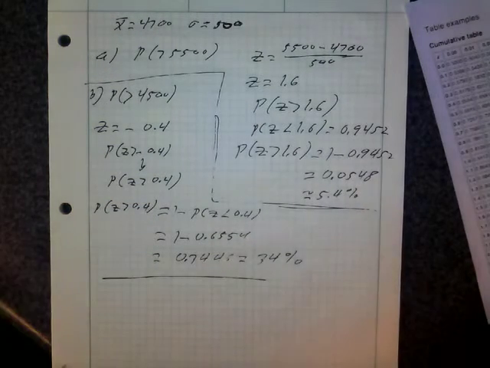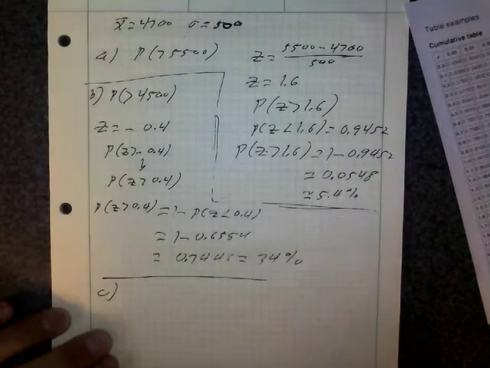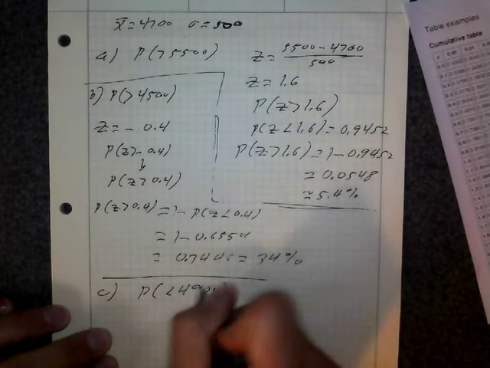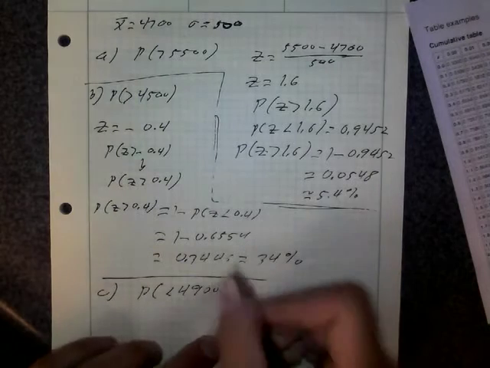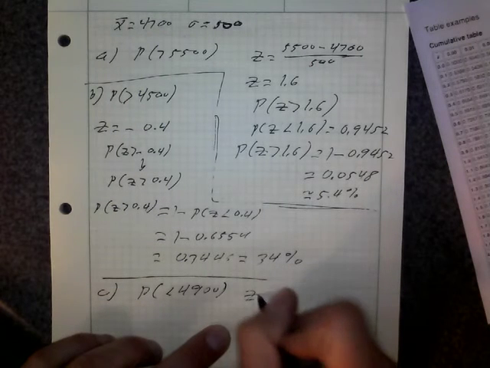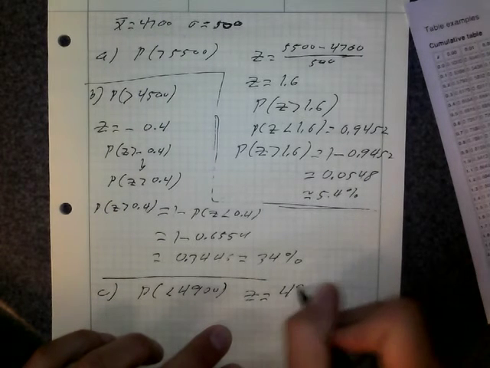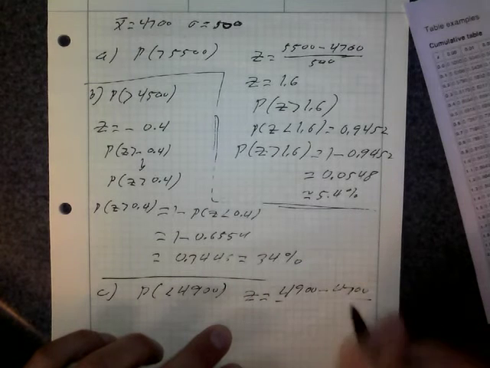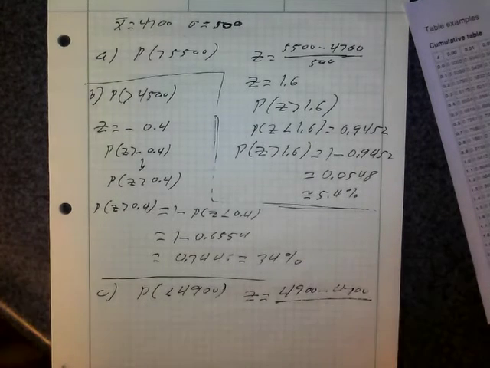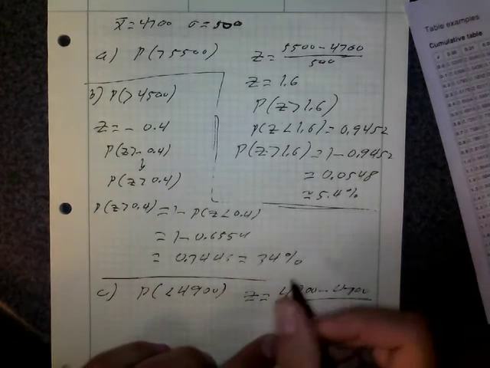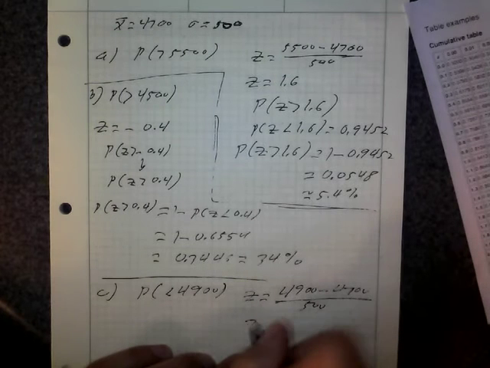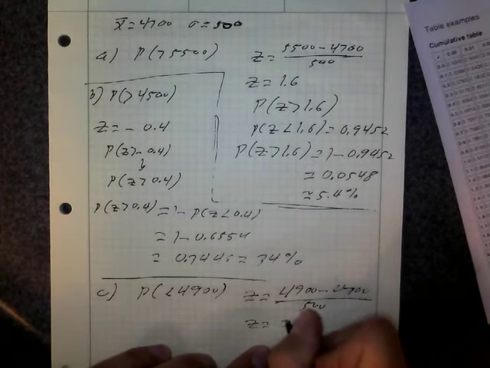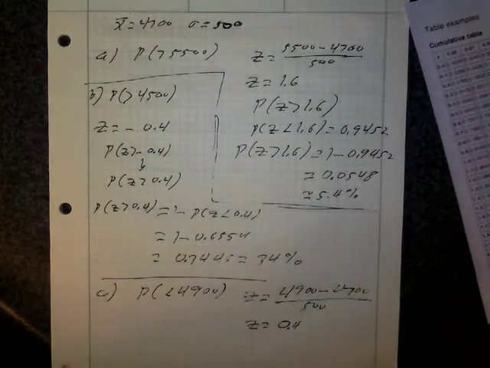Okay, so moving right along. Part C of your problem here asks for the probability of selling less than 4,900 oranges. I'll write it that way there. And just following some of the things we did, we can compute the z value of that. It'll be 4,900 minus 4,700 over 500 once again. So I will get a z value for this problem here of 0.4. So 0.4s are popping up a lot in this problem here.